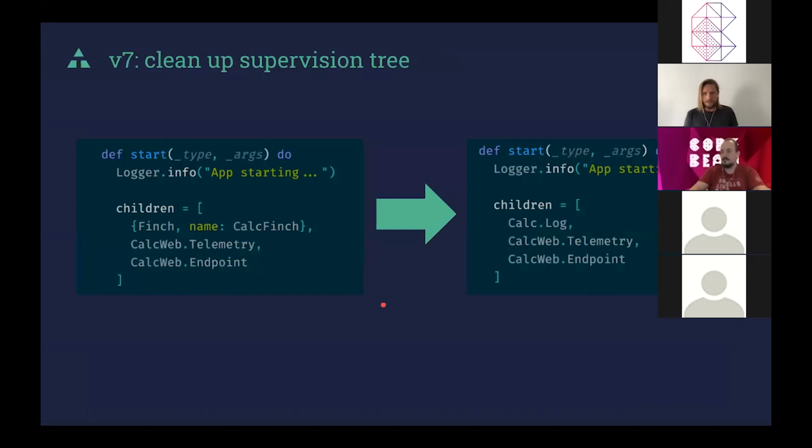So let's first clean up quickly the supervision tree. In the original one, I used the Finch. Finch is an HTTP client, but it's like an implementation detail of a log, right? So let's clean this up. Let's have just the calc log in the supervision tree.